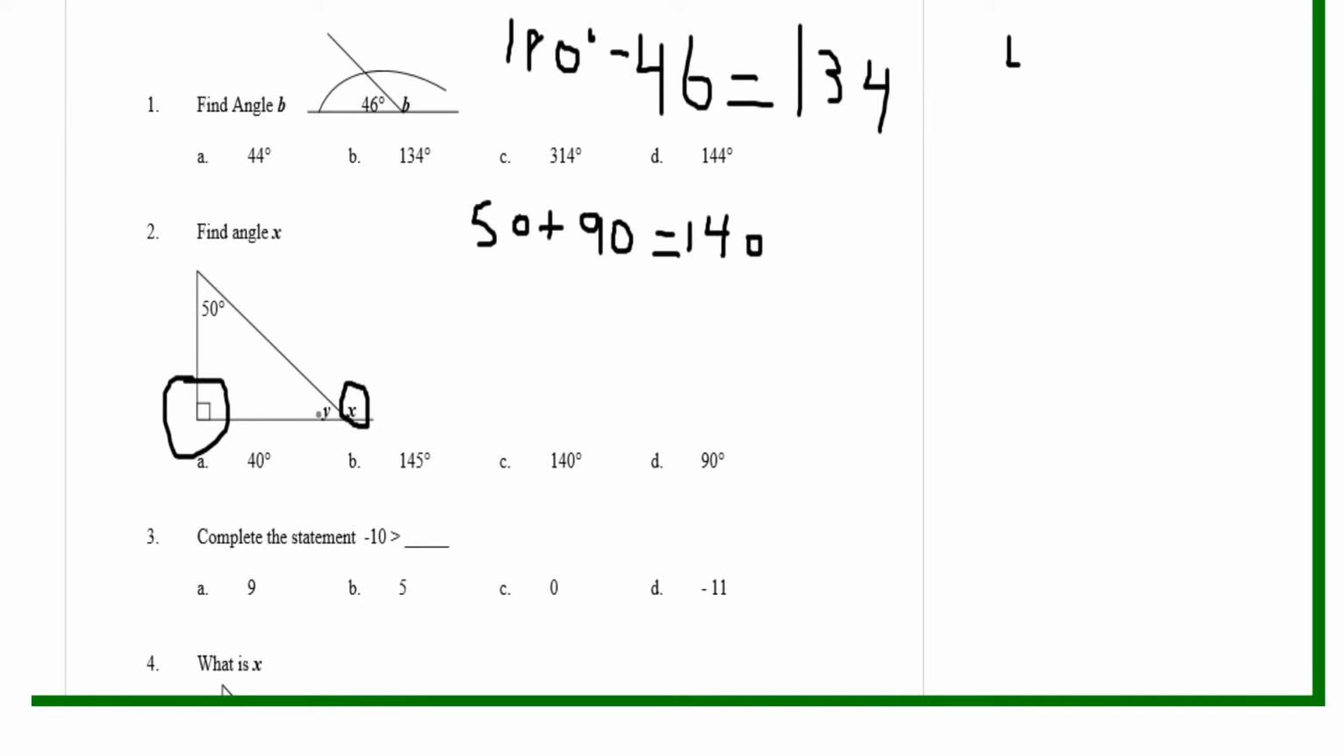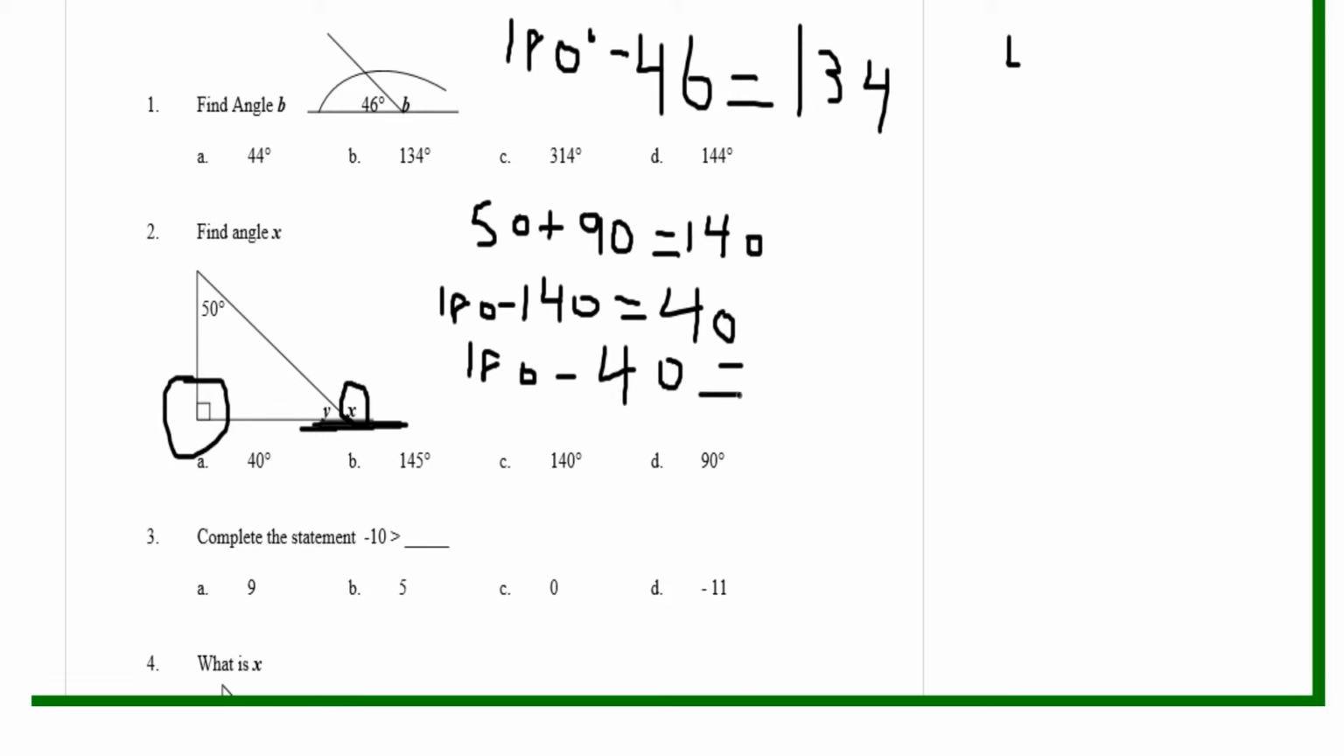And to find y now, we see angles in a triangle. We know that angles in a triangle add up to 180. So that's 180 minus 140, and that gives us 40 degrees. Now we want to find the value of x, and angles on a straight line add up to 180. So 180 minus 40, and that gives us 140 degrees.